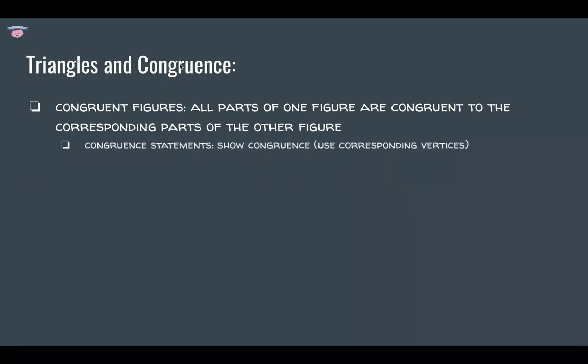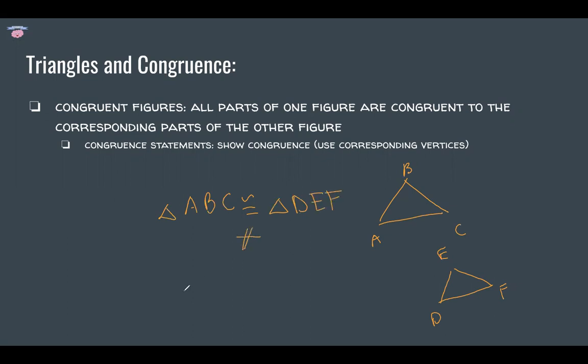A congruent statement shows congruence, and an important thing is that it uses the corresponding vertices. So for example, if we're given this, A, B, and C, and this is D, E, and F, just assume they're congruent right now. The congruent statement shows that triangle ABC, and remember we learned this earlier, this is the symbol for congruent, is congruent to triangle DEF. And this is not the same as triangle ABC is congruent to triangle EDF.